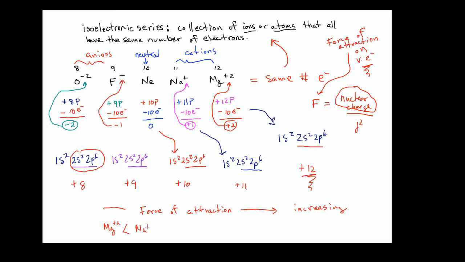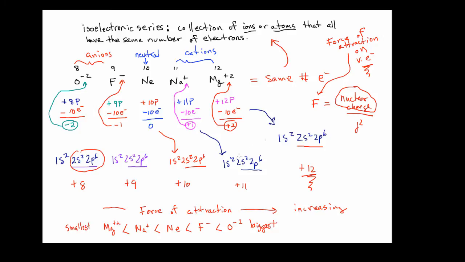Next in line is going to be sodium. Next in line will be the neon. Next in line, and the second largest, is going to be the fluoride. And the largest of all is going to be the O2-. So O2- is going to be the biggest one here in terms of the ions, and the magnesium ion is going to be the smallest.